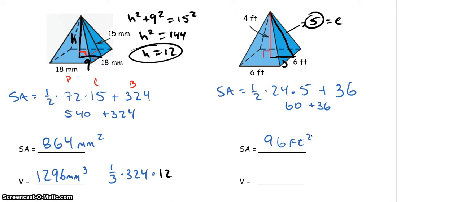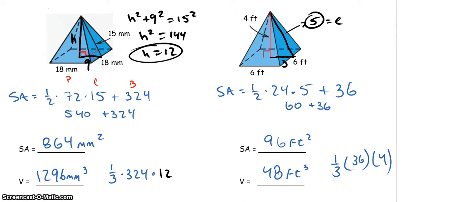Now for volume, we have 1/3. Area of base we know is 36. And then we have a height of 4. So 1/3 times 36 times 4 gives me 48 feet cubed.